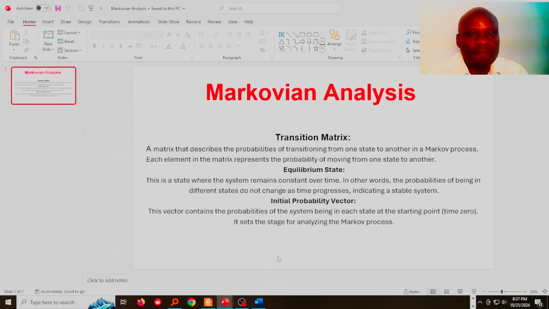Now we have part A. Part A, we are having the 3 terminologies. Under these terminologies, we find them in Markov analysis. Markov analysis is mostly we find it in what we refer to as stochastic processes. And so a transition matrix is a matrix that describes the probabilities of transitioning from one state to another in a Markov process. Now, each element in the matrix represents the probability of moving from one state to another.